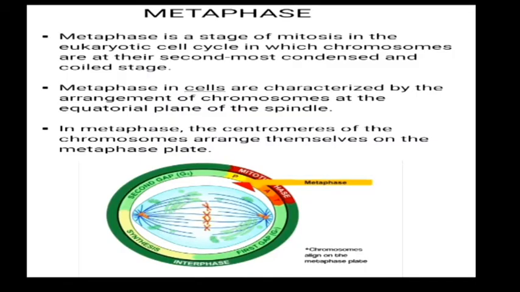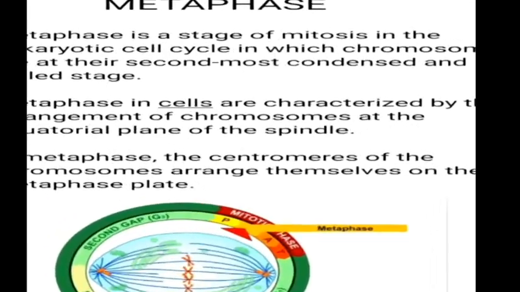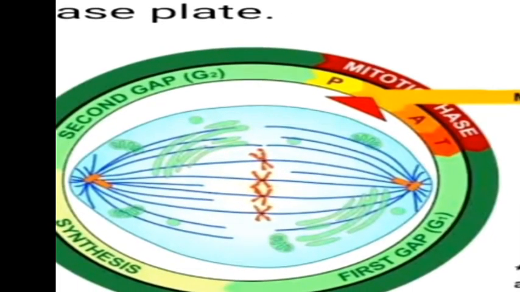The next phase of mitosis is metaphase. Here also the chromosomes continue to condense. Then when we look through a microscope, the metaphase can be seen as the arrangement of chromosomes at the equatorial plane of the spindle. Here in this picture you can see the chromosomes are arranged at the equatorial plane.